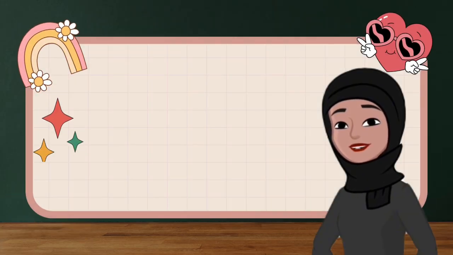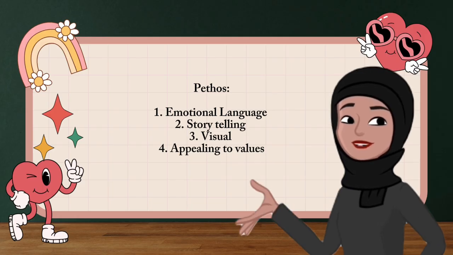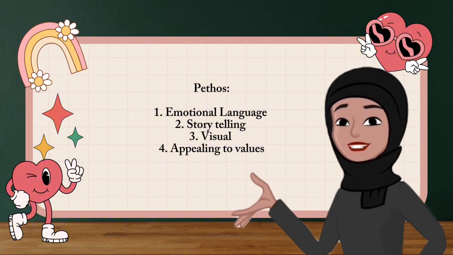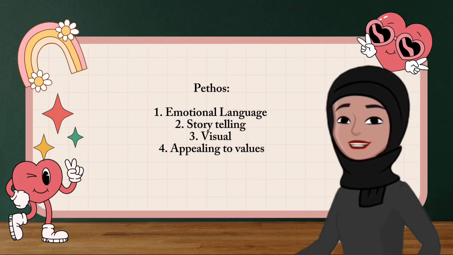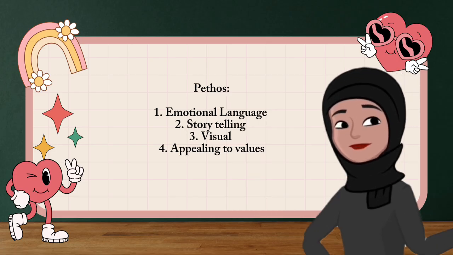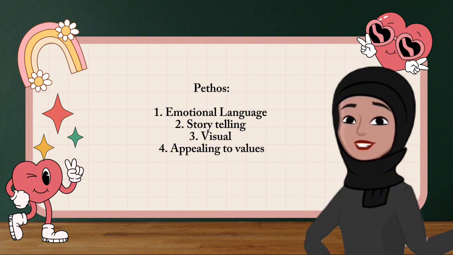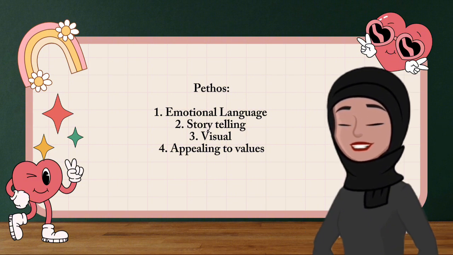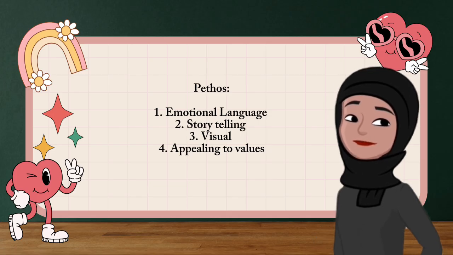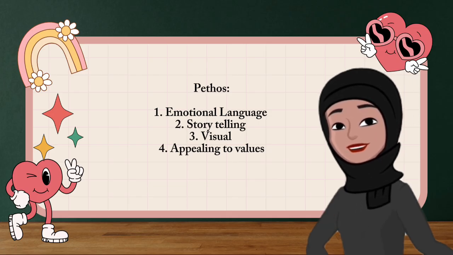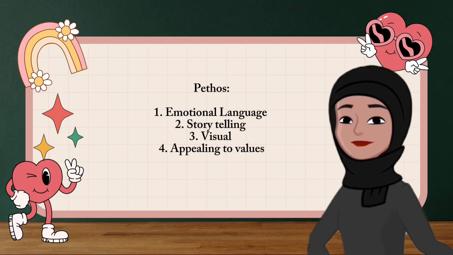Pathos, the appeal to emotion. Pathos taps into the audience's emotions to create a connection and foster empathy. It's about evoking feelings that resonate with your message. Emotional language. Using evocative language, vivid descriptions, and powerful imagery can stir emotions. Words like heartbreaking, inspiring, or urgent can create a strong emotional response.